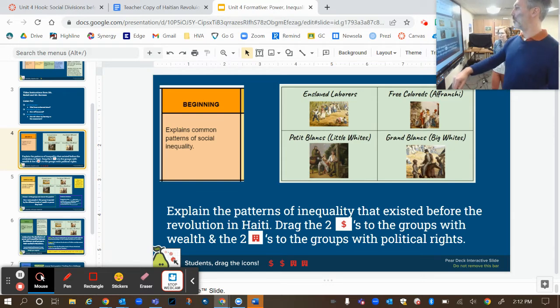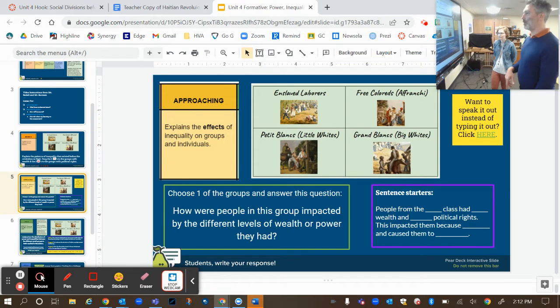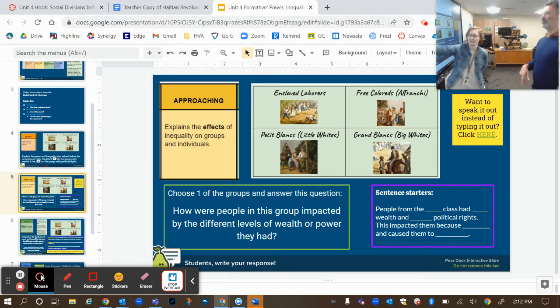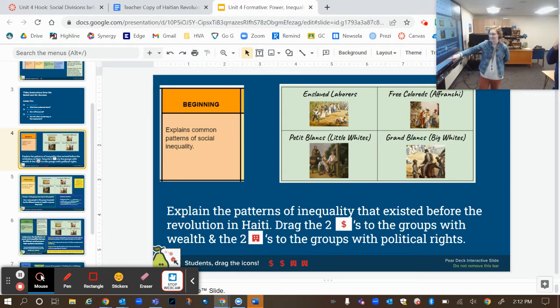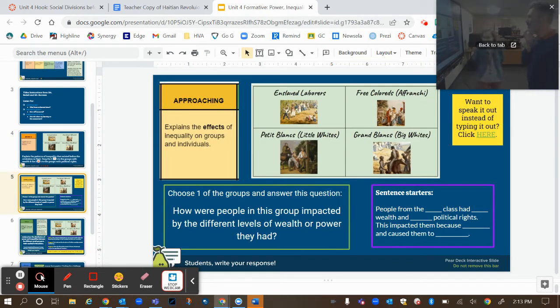So which of these groups had wealth, and which of these had political power? Next up, can I give one little hint for this? Yes, please. It's not necessarily one icon on each group. Oh, I hadn't thought about that. Good point. As you're doing this, some might have no icons, some might have both. That's something to remember. Good point. Yeah, I hadn't thought about that.